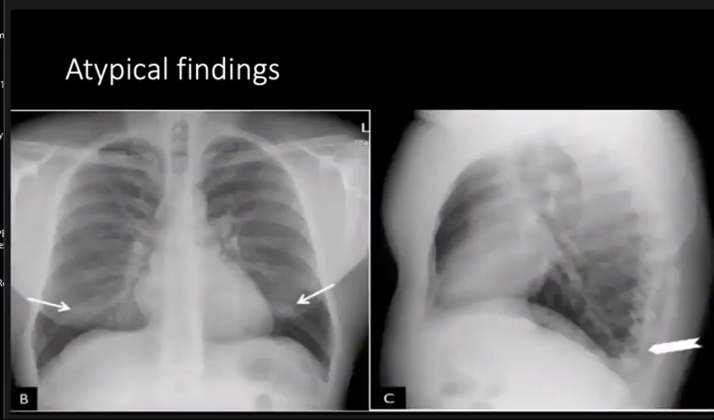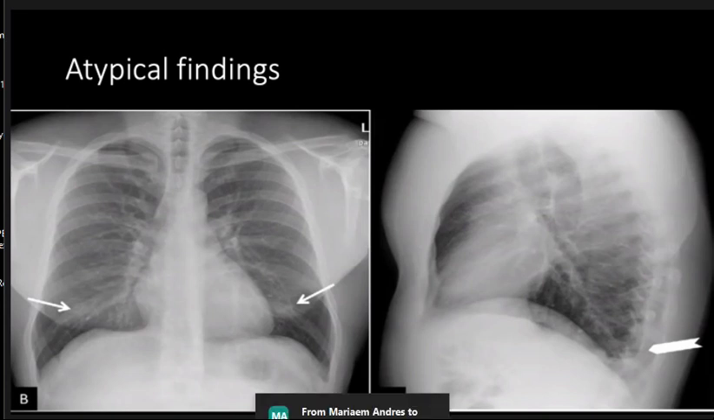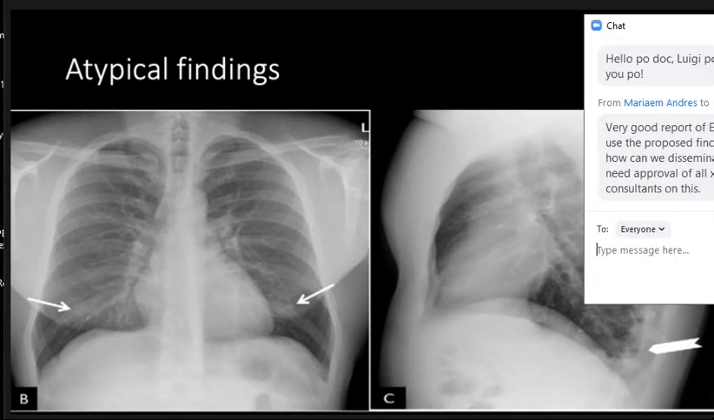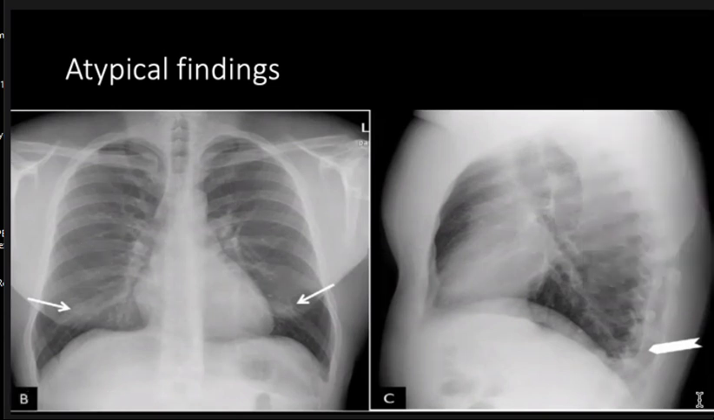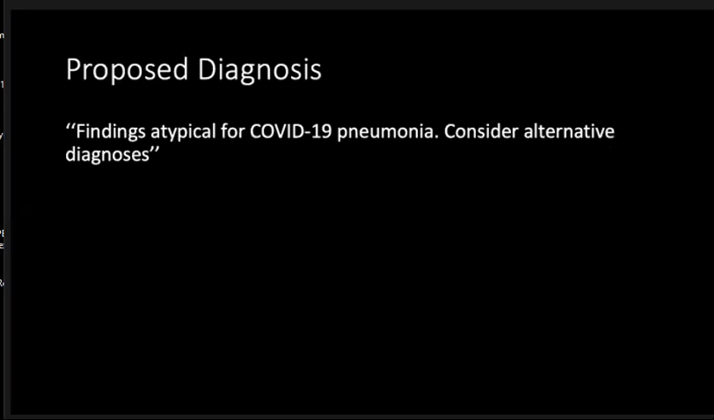So the image B and C is a PA and lateral chest radiograph of a 17-year-old male with fever and is COVID positive. The PA view shows faint bilateral infiltrates in the lower fields as pointed by the arrows, and the lateral view shows minimal pleural effusion in the left posterior costodiaphragmatic sinus as shown by the arrow tip. So for the proposed diagnosis, findings atypical for COVID-19 pneumonia, consider alternative diagnosis.